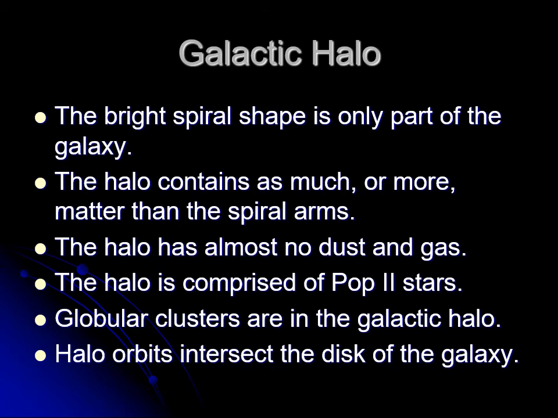So the halo is mostly population 2 stars, and the total mass in the halo is really as much or even more than the mass in the spiral arms. So even though the spiral arms are the part that's bright and obvious, the halo is a major part of the galaxy, even though it's almost unseen.